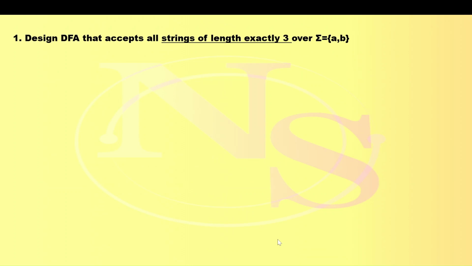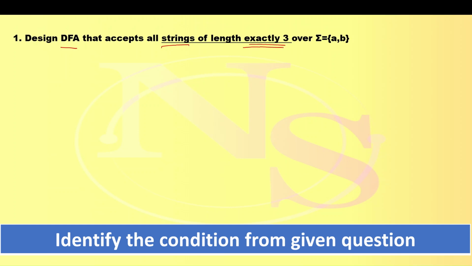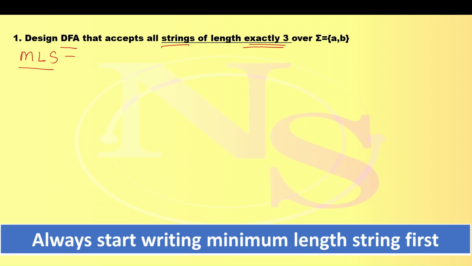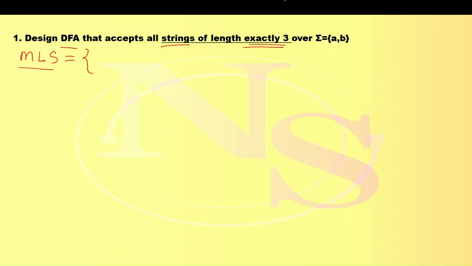In this session we will learn how to design a DFA which accepts all strings of length exactly 3 over sigma = {a, b}. Let's start by writing the minimum length string based on the given condition. What's the condition? The length of the string should be exactly 3, not less than 3 and not more than 3. It means any symbols 3 times. Here sigma is {a, b}, so it may be triple a, triple b, or a combination of a and b, like bab.